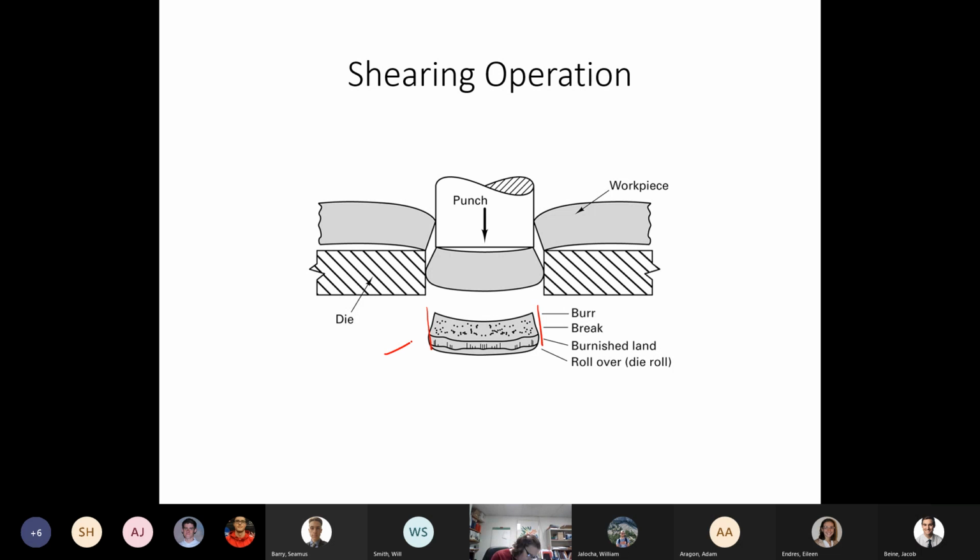Oftentimes on a sheared part, there are a couple things that we may note. Notice that we do not have straight sides on either the workpiece or, let's call it, the scrap. Also, we notice that there is a burr, and burr height is a variable that we can control. We can't eliminate the burr, but we can control the height. We also tend to have what we would call a fracture region and a deformation region.